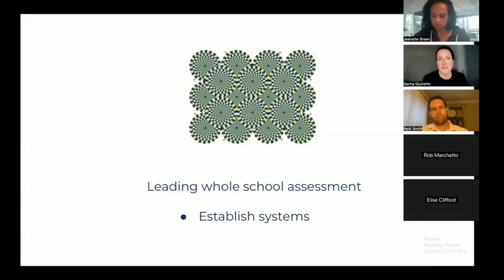Next, another thing to establish is what marking system is used and why. I certainly know that there are some schools that don't have whole school agreement about how we mark and how we report to teachers, and some are using letter grades and some are using number grades.